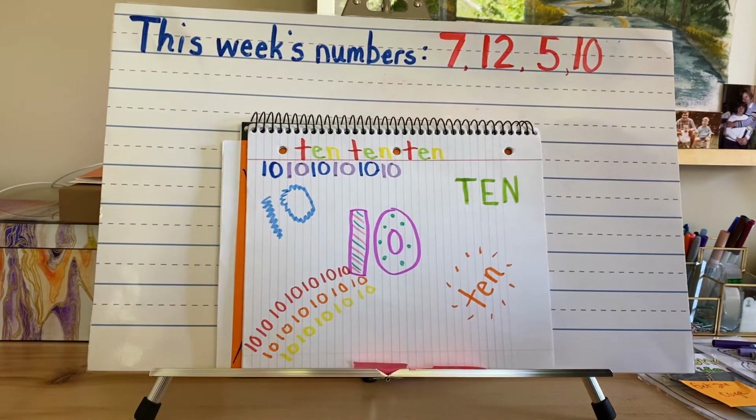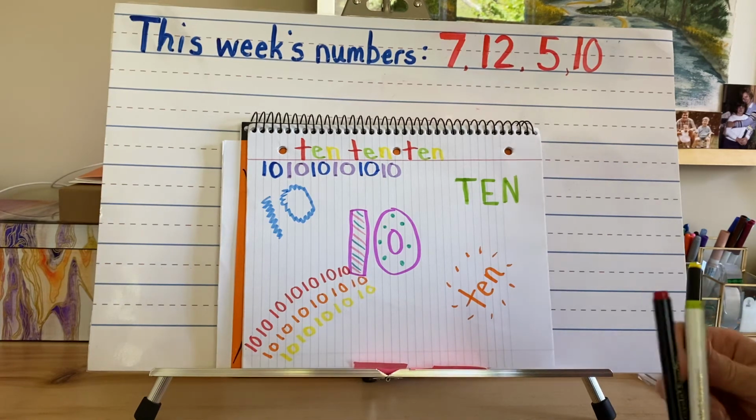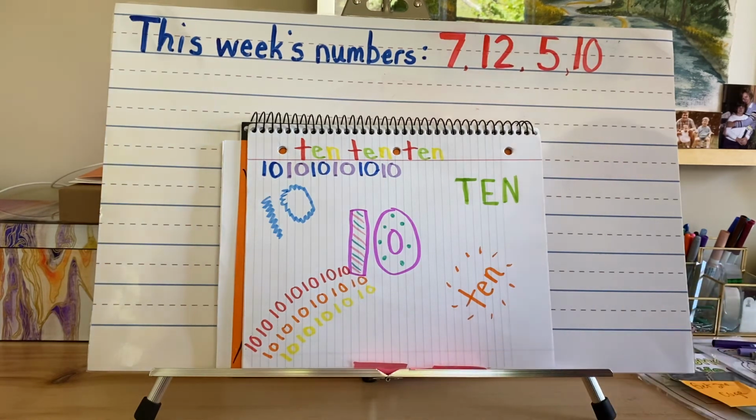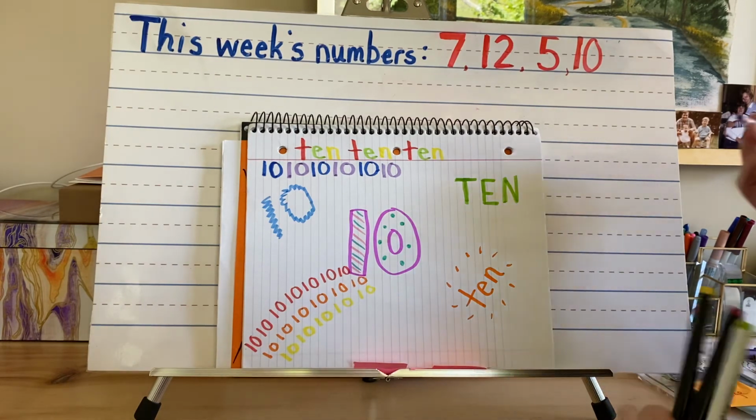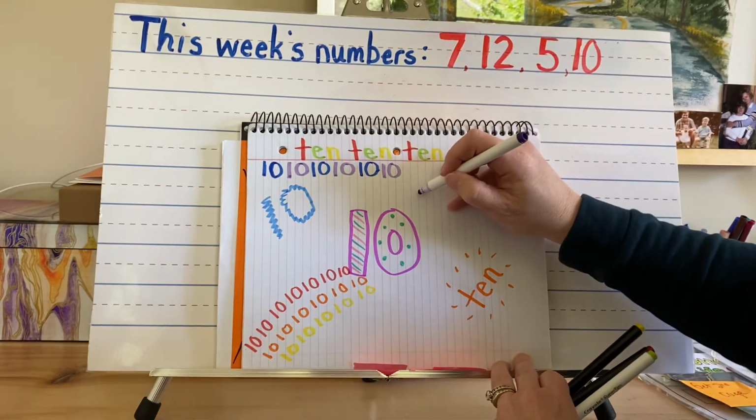So this is your 10 page. So you decorate it however you want. You might draw 10 objects. So maybe you want to draw 10. What is Mrs. McAdams like? Oh, I like hearts. So I'm going to draw 10 hearts.